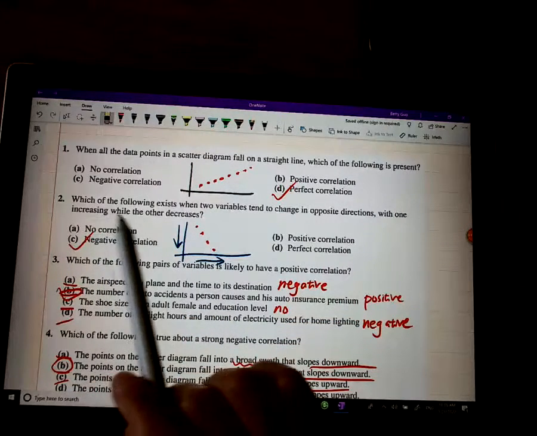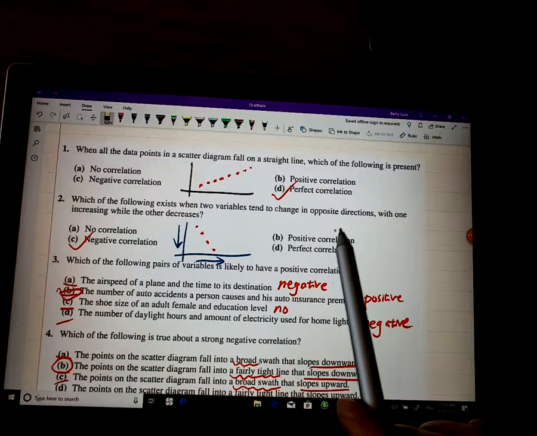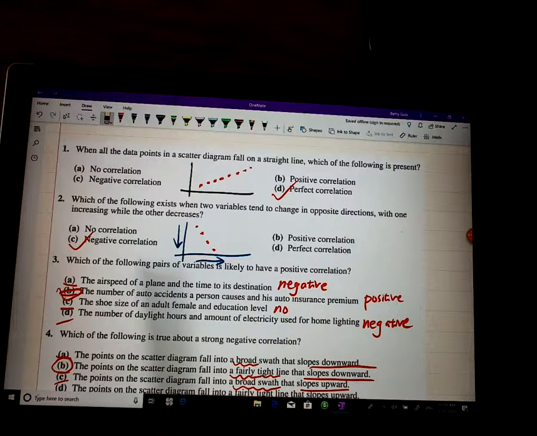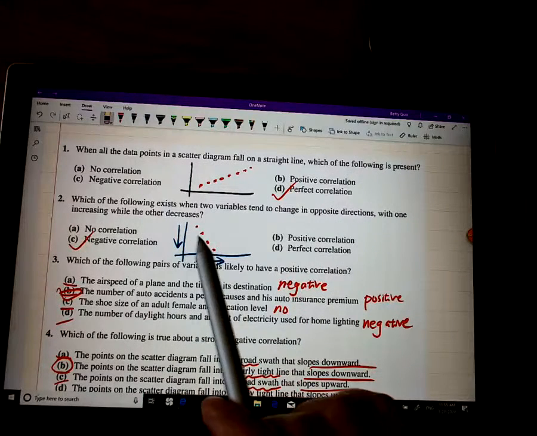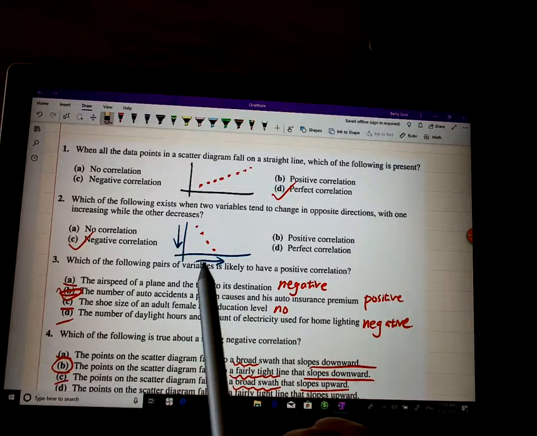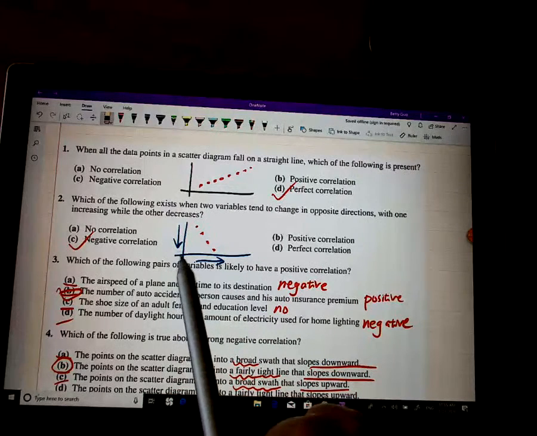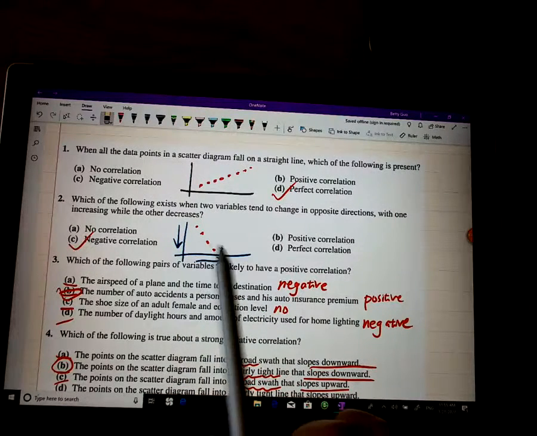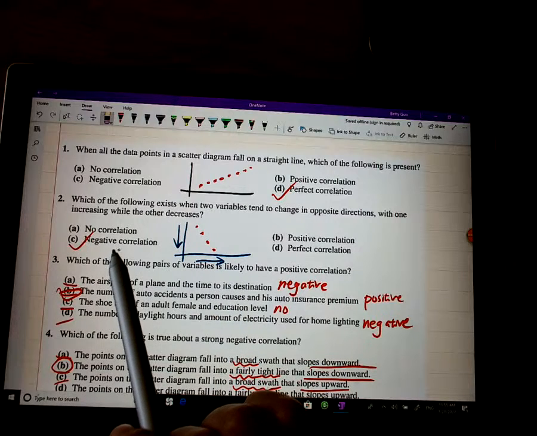Number 2, which of the following exists when two variables tend to change in opposite directions, with one increasing while the other decreasing? For example, one increasing, the other decreasing. Remember, the price of the product and the demand of the product satisfy this linear pattern, negative correlation, right? That is a negative correlation.